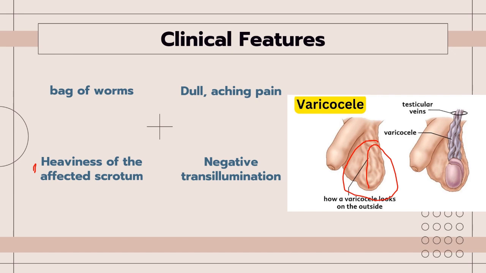A person with varicocele will have worse symptoms when standing or performing the Valsalva maneuver. A very important feature to differentiate the varicocele from the hydrocele or the hematocele is that the varicocele will have a negative transillumination. The light will not shine through. When you put the light on the scrotum, it will not shine through because there is no fluid. It's actually dilated veins.